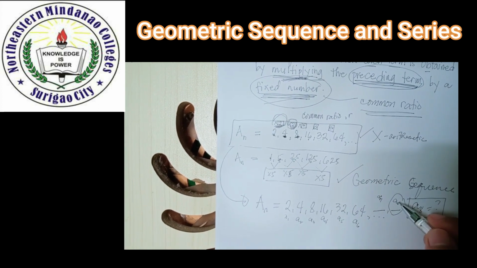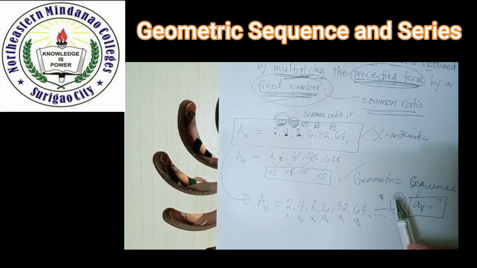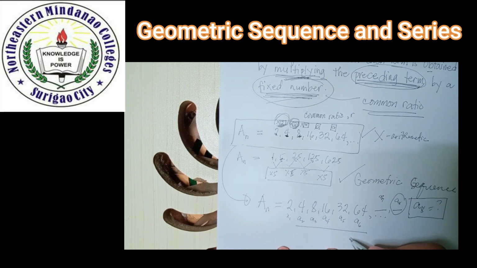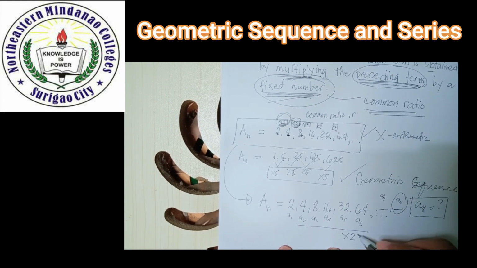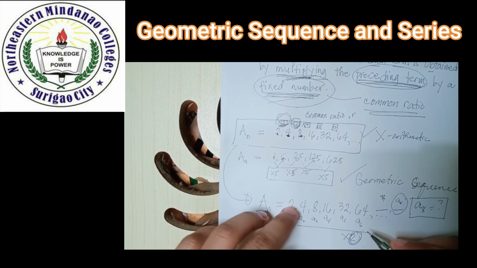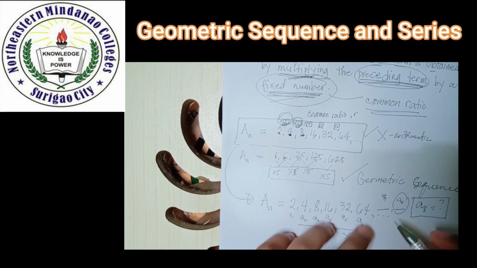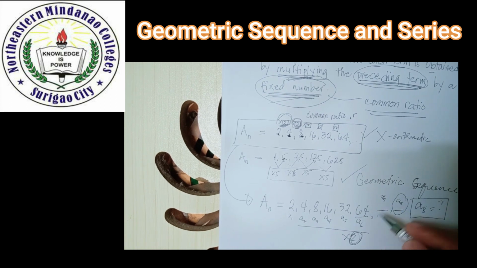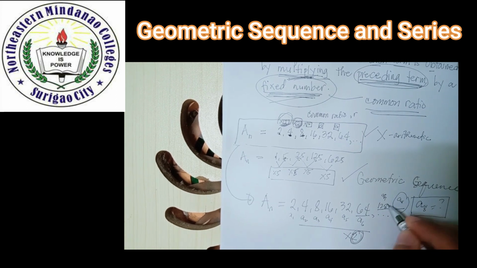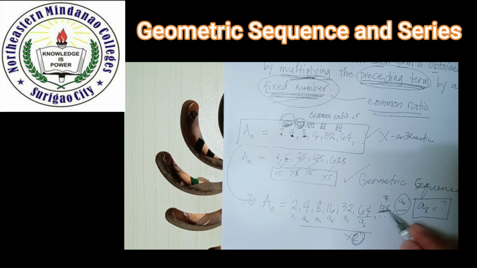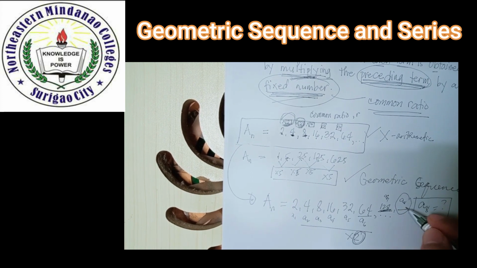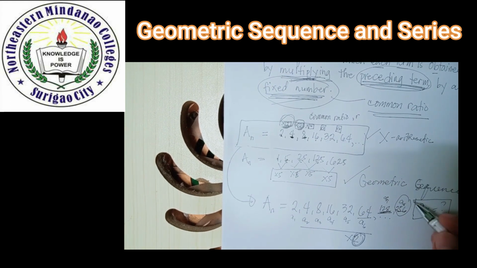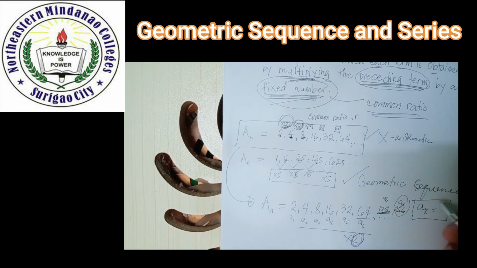Again, what is our common ratio here? We multiply it by 2. So we have a fixed number, 2, that we multiply by. Our common ratio is 2. So, 64 times 2, how much? 128. 128 times 2, how much? 256, right? So you can see the 8th term, A sub 8.